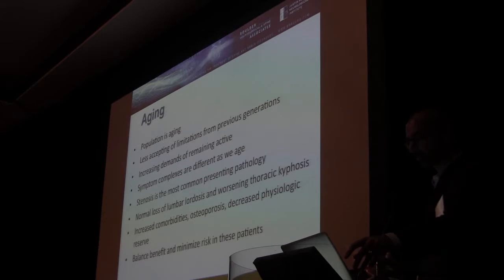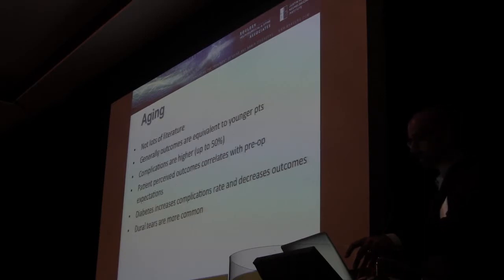And the symptom complexes are different as we age. Stenosis is a very common presenting pathology for these patients. They start to have loss of normal lordosis and more kyphosis. Gravity will always win. They have more comorbidities, osteoporosis, and their overall physiologic reserve is decreased, from their lung capacity, heart capacity, all those kinds of things. And you have to balance the benefits and the risks in these patients before taking them to the OR.